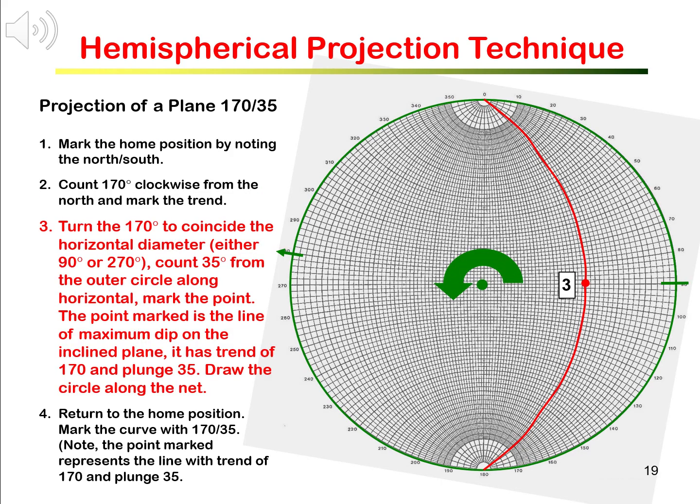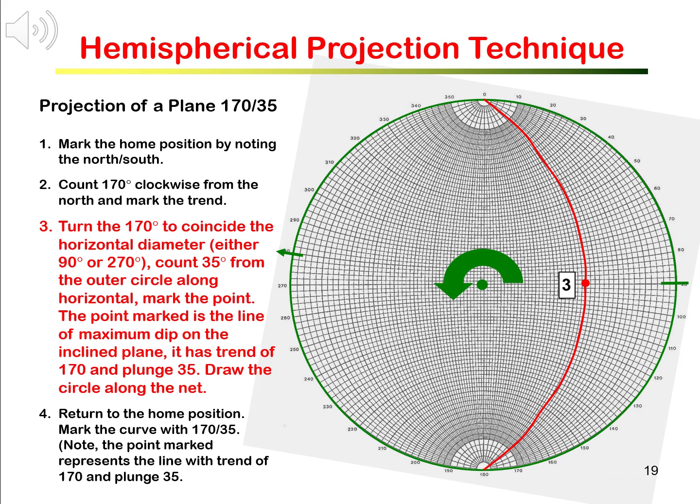Step 3, turn the 170 mark to coincide with the horizontal diameter of the net, either at 90 or 270. Count 35 from the circumference along the horizontal line and lightly mark the point. The point marked is in fact the line of 170, 35, as we just did in the last exercise.